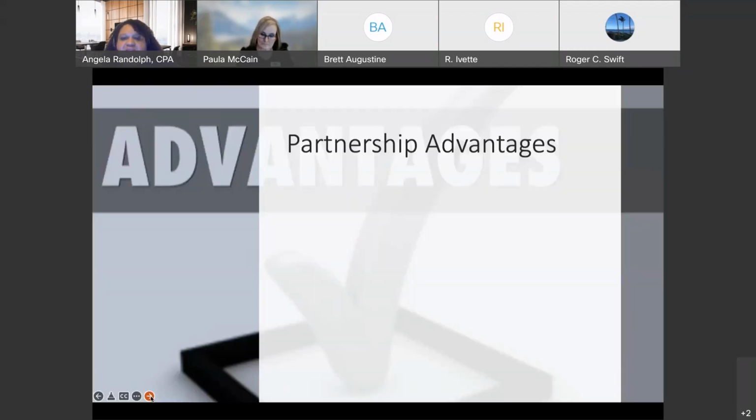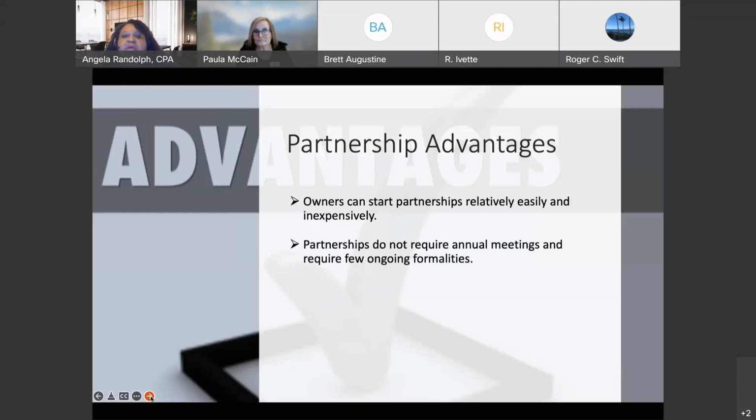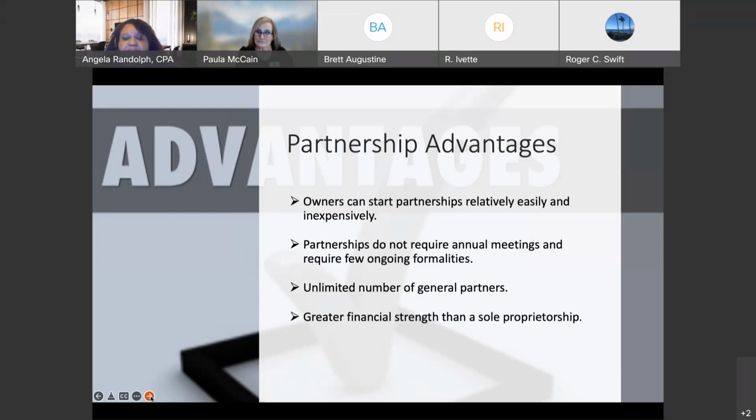Now, some of the advantages of a partnership: owners can start a partnership relatively easy and inexpensively, similar to a sole proprietorship. The partnerships do not require annual meetings and they require few ongoing formalities, similar to the sole proprietorship. You have an unlimited number of general partners, so it's not capped at a certain amount, unlike the S corporation, which we'll talk about later in the presentation.